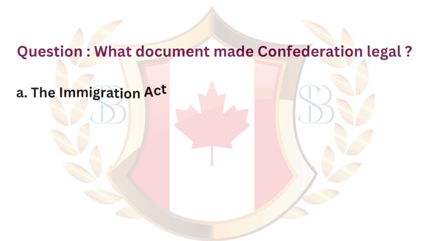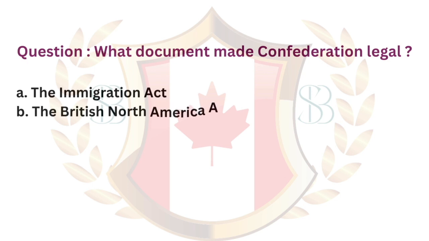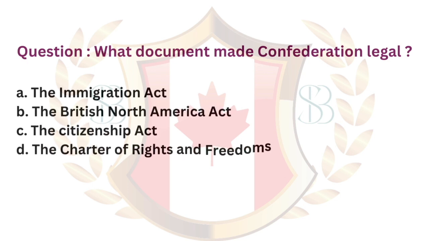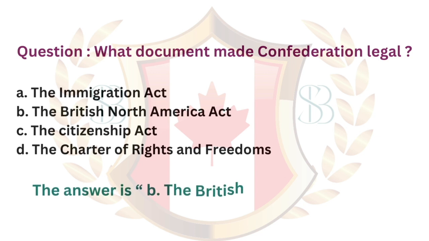Question: What document made Confederation legal? A. The Immigration Act. B. The British North America Act. C. The Citizenship Act. D. The Charter of Rights and Freedoms. The answer is B. The British North America Act.